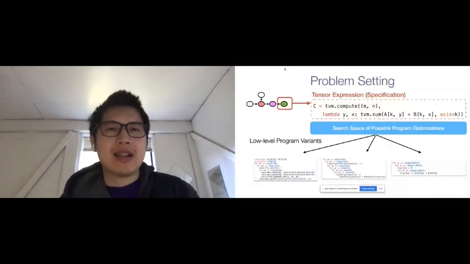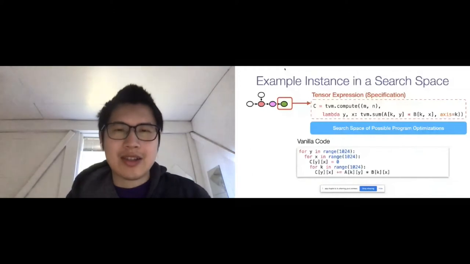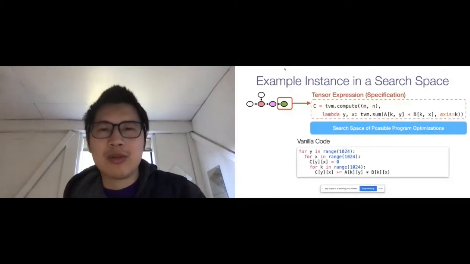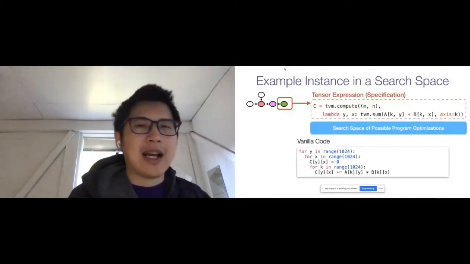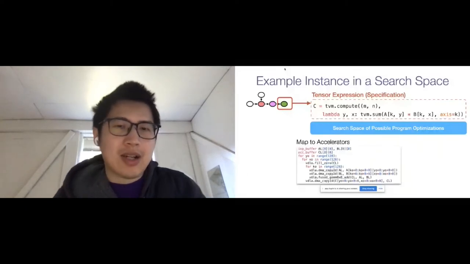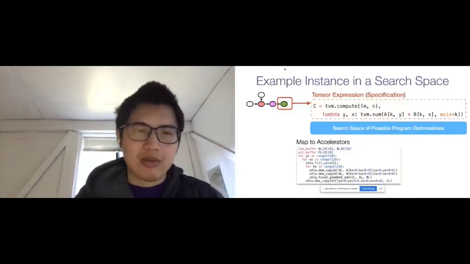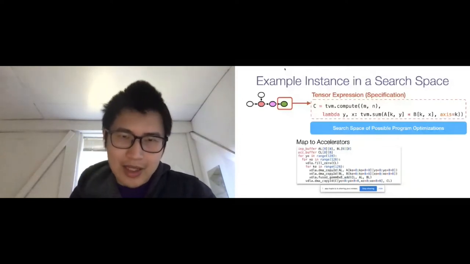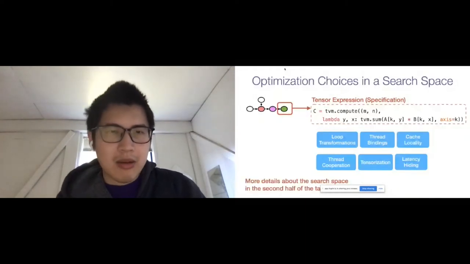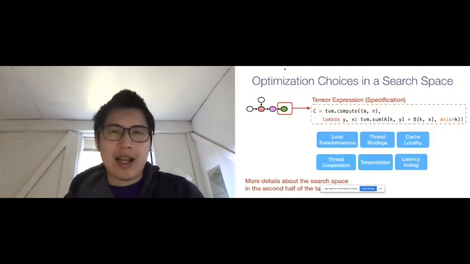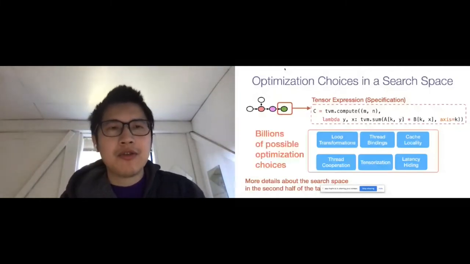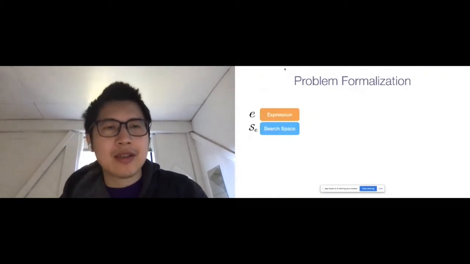For example, to give a sense, you can directly write a for loop that runs this matrix multiplication. If you have written CPU-based optimization before, you might know that you want to be able to tile the loop a bit so that it enjoys better cache locality. Or if you want to map to specialized accelerators, you might want to map some of the instructions to the accelerator instructions that the hardware provides. So in a nutshell, we want to be able to combine billions of possible optimization choices and search over that space in order to get a better program. To formalize this, we can use S of E to denote the search space.